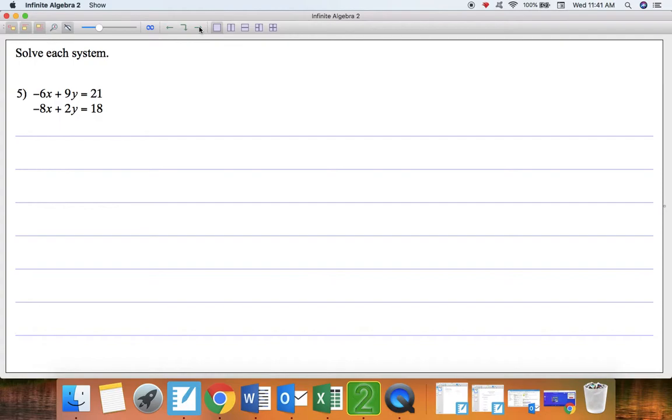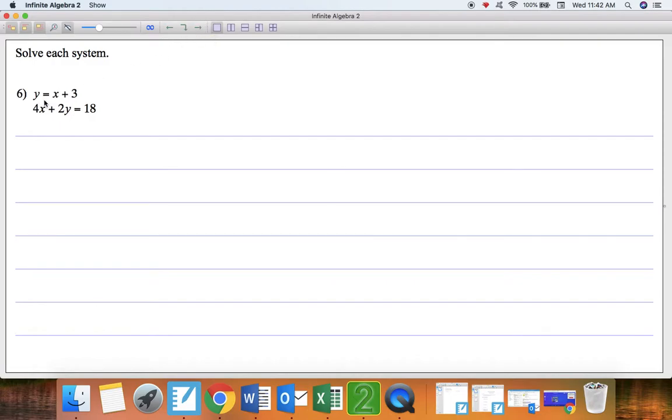This one looks pretty tough. You might just do +2 on top and then a -9 on bottom so that the y's are opposite. But the numbers are going to get pretty big if you do that one by elimination, so be aware of that.